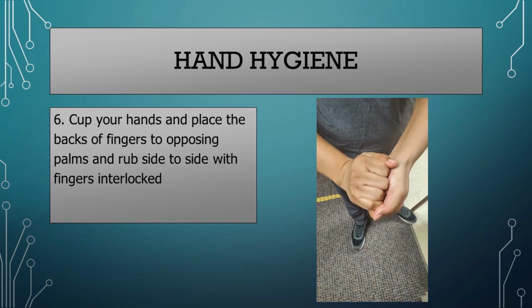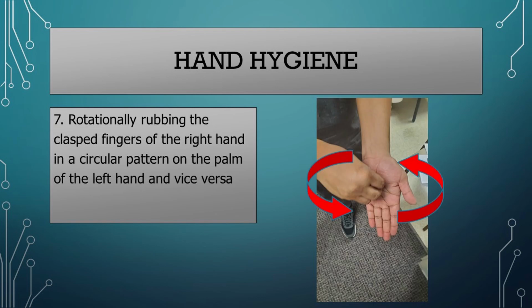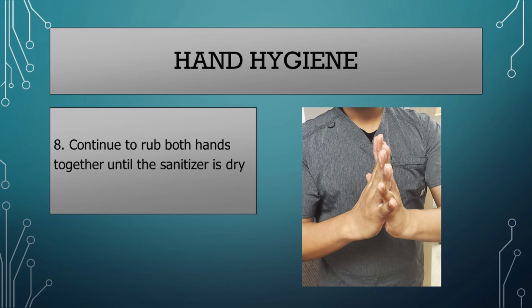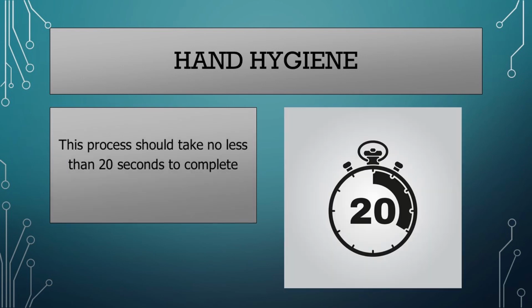Next, cup your hands and place the back of fingers to opposing palm and rub side to side with fingers interlocked. Rub the clasped fingers of the right hand forward and backwards in a circular pattern on the palm of the left hand and vice versa. Continue to rub both hands together until the sanitizer is dry. This process should take no less than 20 seconds to complete.